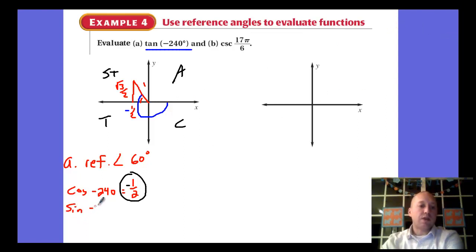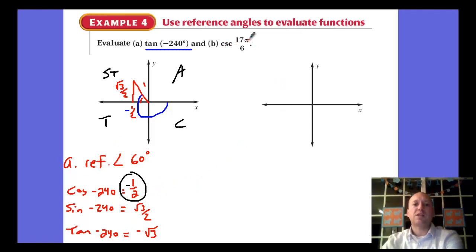Sine of negative 240 is going to be positive. That's going to be positive square root of 3 over 2. And then for tangent of negative 240, I can divide y over x. So it's going to be the square root of 3 over 2 divided by negative 1/2. If you do that, you need to multiply by the reciprocal and get negative square root of 3. So those would be the trig functions, and we can find the reciprocals.